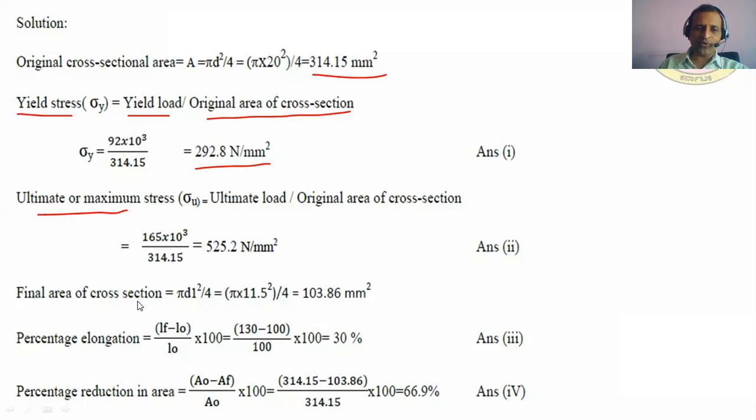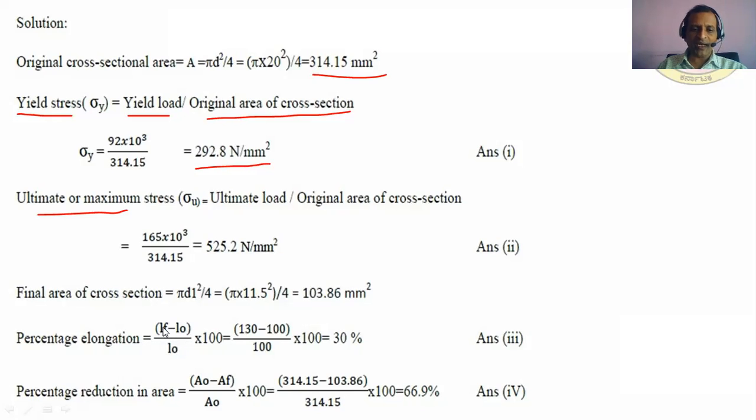Now the final area of cross section, we must find the final area. You need this when finding the percentage reduction in area. So it is pi d1 square by 4, pi into 11.5 whole square divided by 4, that is 103.86 mm square. Now percentage elongation is LF minus L0 by L0 into 100.